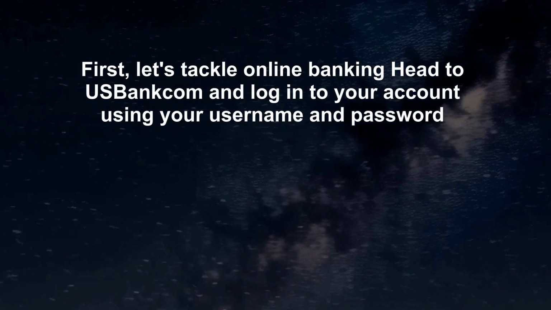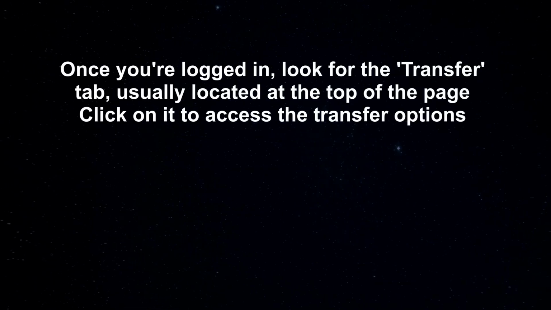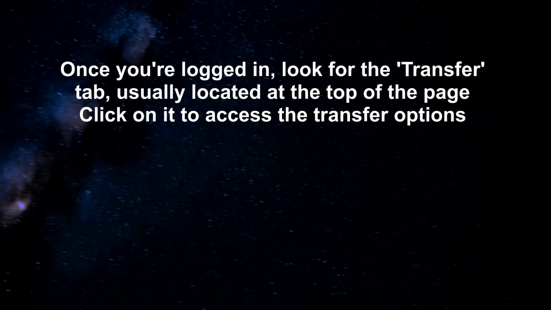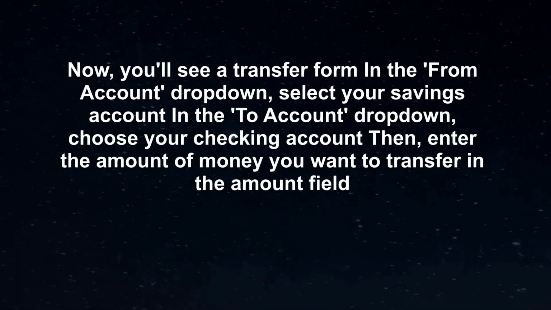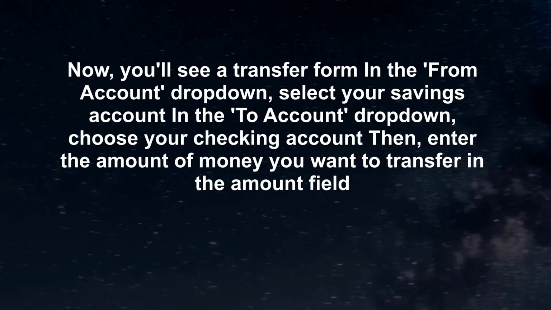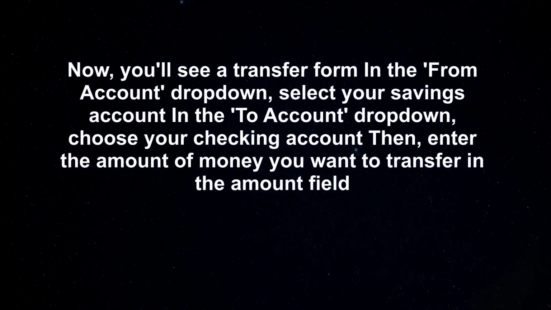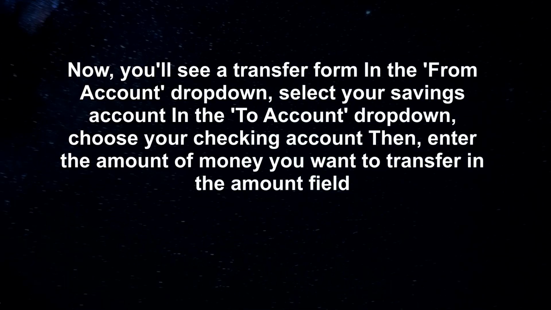Head to usbank.com and log into your account using your username and password. Once you're logged in, look for the Transfer tab, usually located at the top of the page. Click on it to access the transfer options. Now, you'll see a transfer form. In the From Account drop-down, select your savings account. In the To Account drop-down, choose your checking account, then enter the amount of money you want to transfer in the Amount field.